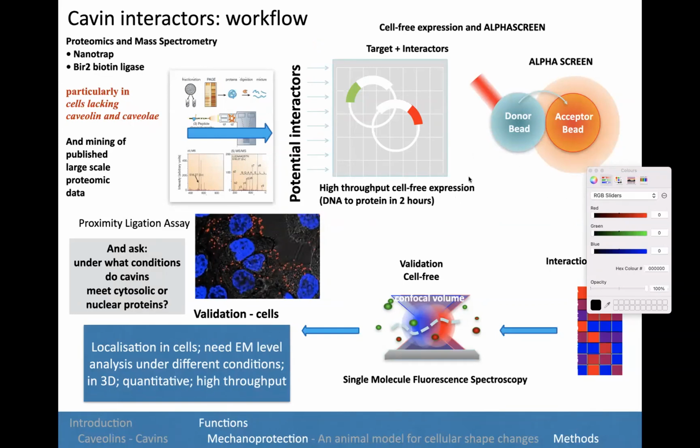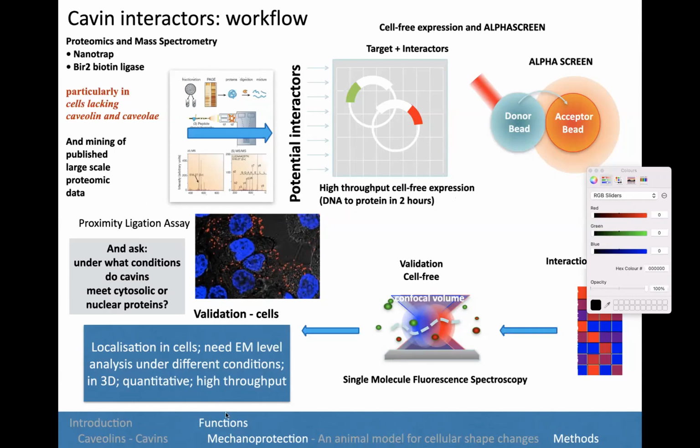We could use cell-free expression and look at interaction between the cavins and target proteins, and we could quantitate that, and we could validate that by FCS, single molecule fluorescence spectroscopy, and we could then look in cells. And then once we had these targets, we could ask what happens in cells. Are there certain cellular conditions where the caveolae is disassembled? We think it's not just mechanical. We think there's other stresses that cause the caveolae to disassemble, and what do they interact with?